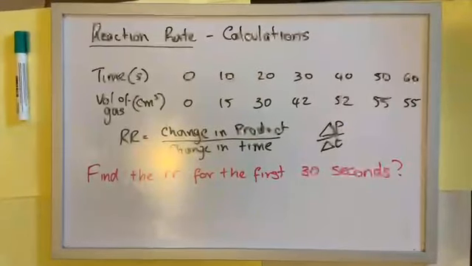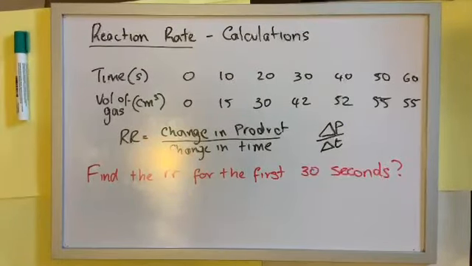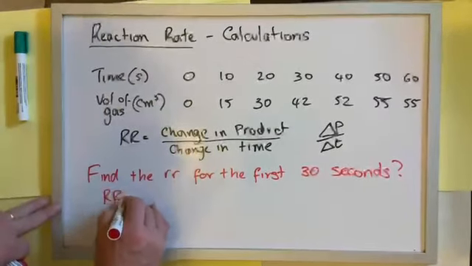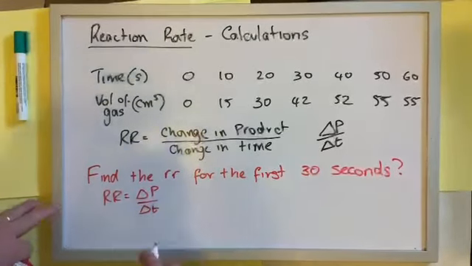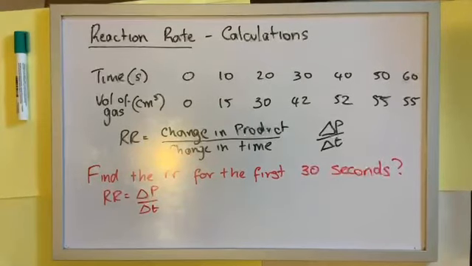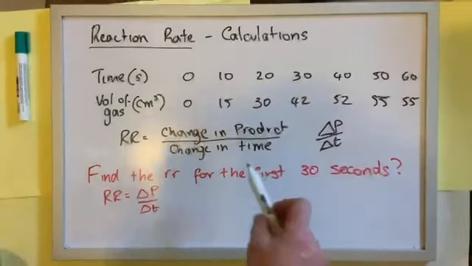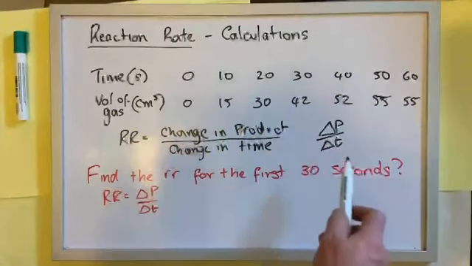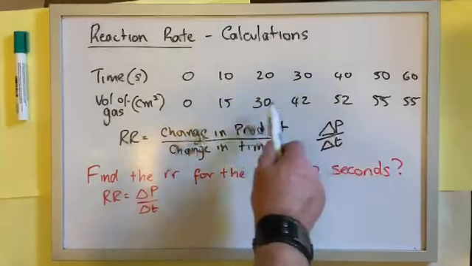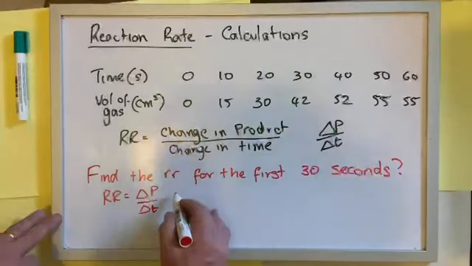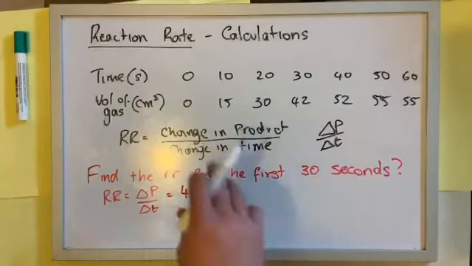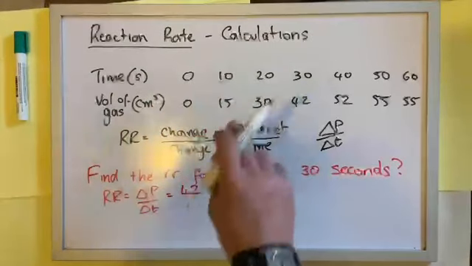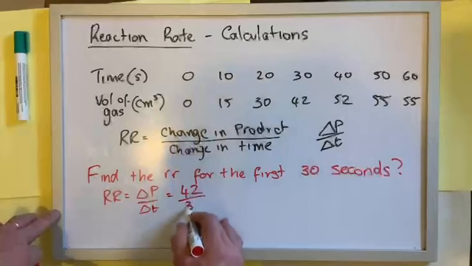If the question asks to find the reaction rate for the first 30 seconds, we would first write the formula: reaction rate equals change in product divided by change in time. Then we put in what the change in product is. Between 0 and 30 seconds, we are making 42 centimetre cubed. So we'll have 42. And the change in time, between 0 and 30 seconds, is going to be 30.